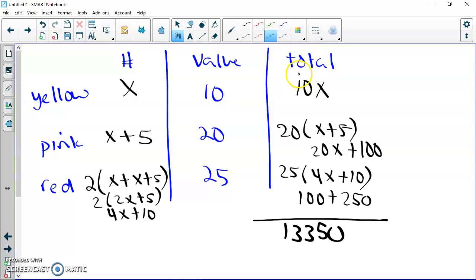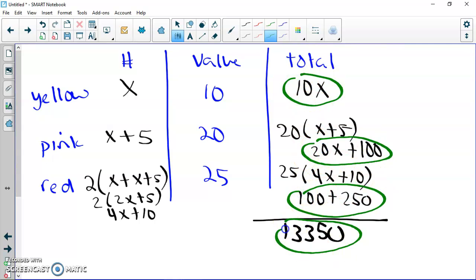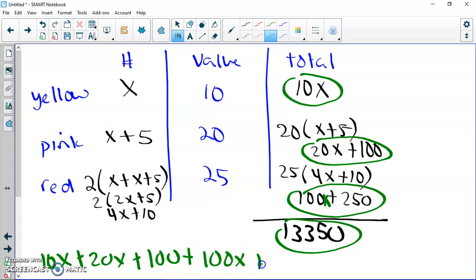And your total is going to be the worth of each of them added up, equal to 13350. So 10x plus 20x plus 100x, oh, I forgot my x here, 100x plus 250 equals 13350. So go ahead and hit pause and solve this equation for x.